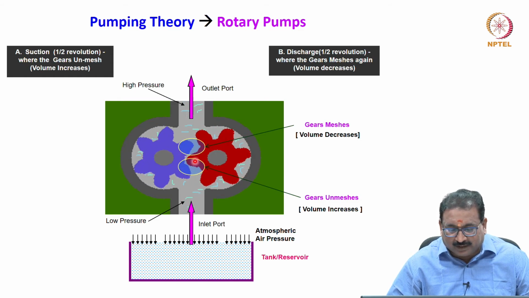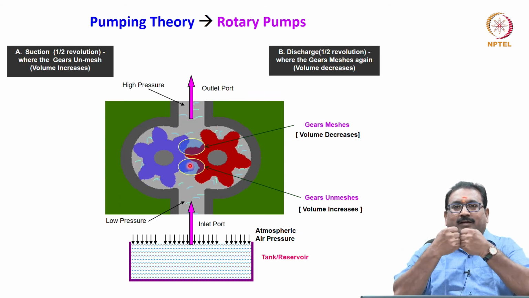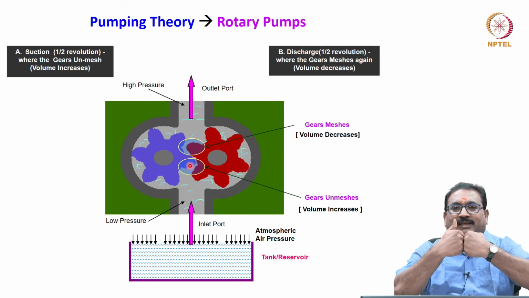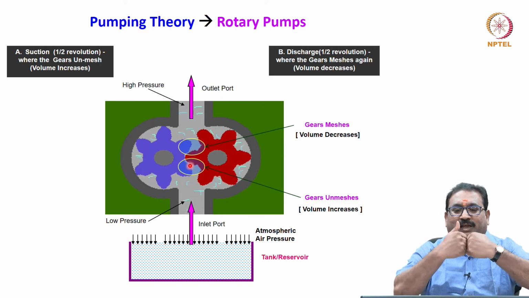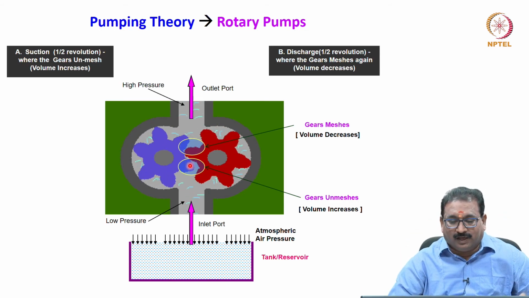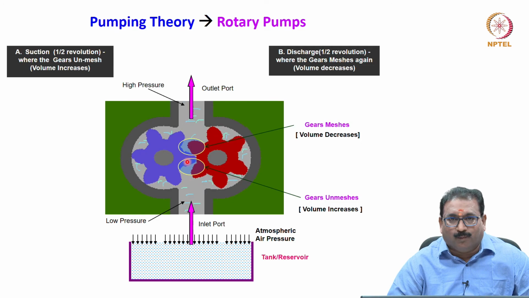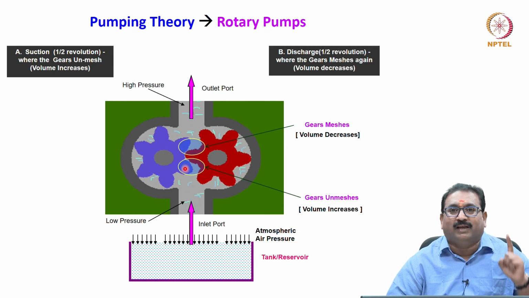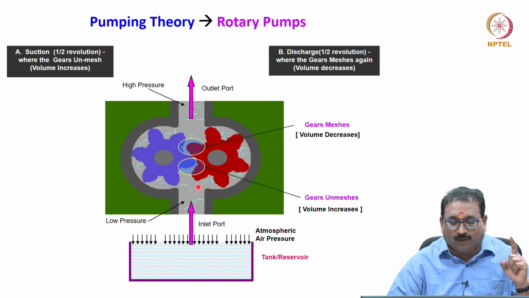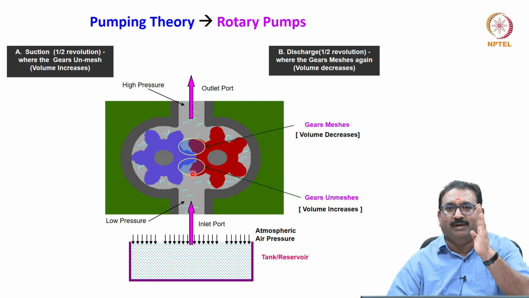Please observe here, friends, I have marked here, you will see the gears are unmeshing. Look at the area here: when you move here, the area increases. Carefully observe, when unmeshing takes place, the area increases. This is always the suction side. When it starts rotating, momentarily the unmeshing takes place, which creates the vacuum. Then due to the differential pressure, 1 bar at the tank and vacuum at this side, the fluid will be sucked in. Due to delta P, fluid will be sucked in.